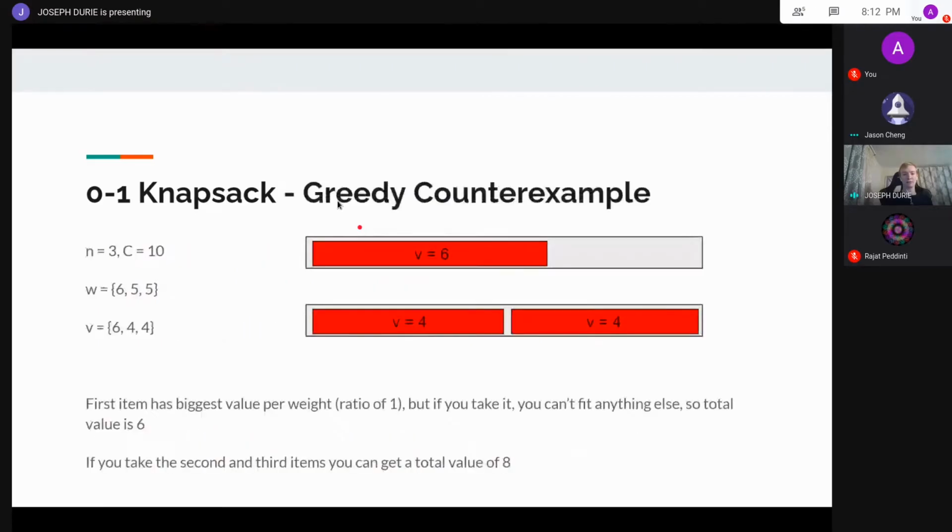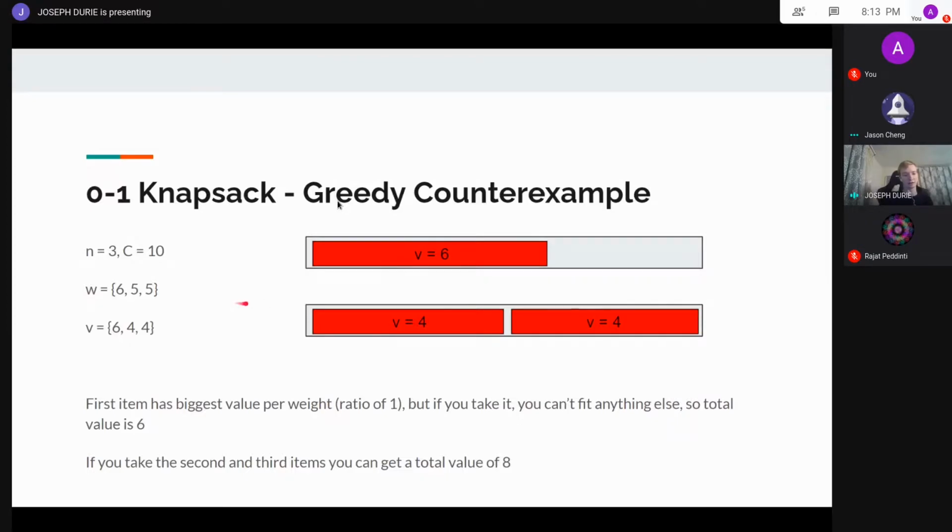So for example, if we have something like this case, where we have 3 items and a capacity of 10, and these are our weights and values. If you look at value per weight, this first one here is going to have a ratio of 1, because 6 over 6. And these two will have a ratio of like 0.8. So this one will be the most valuable per weight. But if we try to fit it into the knapsack, now all of a sudden we don't have room for anything else, because it's just big enough that we can't fit either of these guys in.